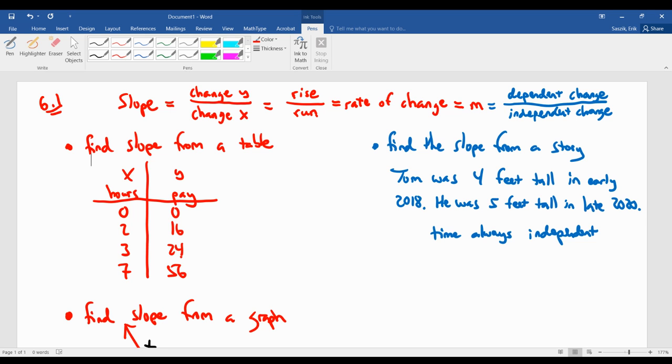Okay, kids, so you might want to pause this video in a moment and jot down these things so that way you can have it all in front of you. We're going to be talking about slope today. I'm sure you guys have talked about slope before.